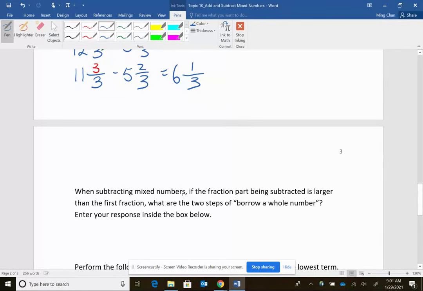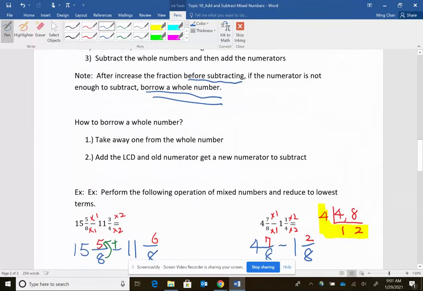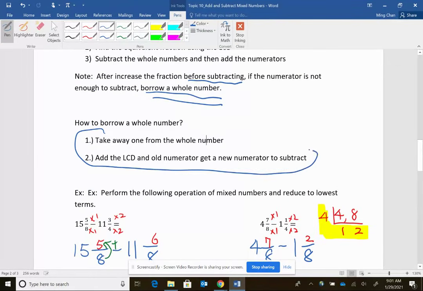Okay, when subtracting mixed numbers, if the fraction part being subtracted is larger than the first fraction, so what I mean is the second numerator is larger than the first numerator, what are the 2 steps of borrowing a whole number? So all you have to do is just copy down your 2 steps on how to borrow a whole number.